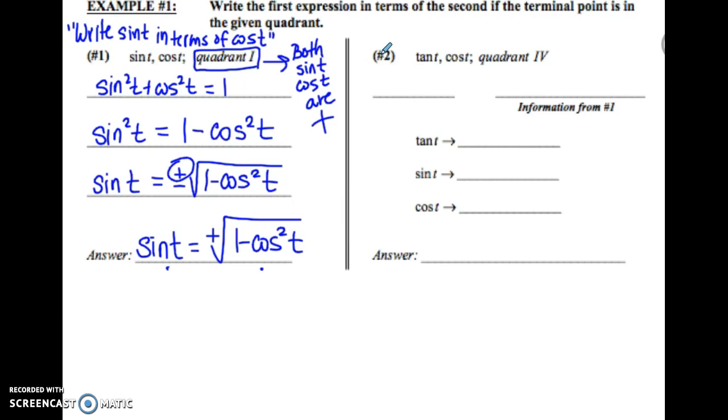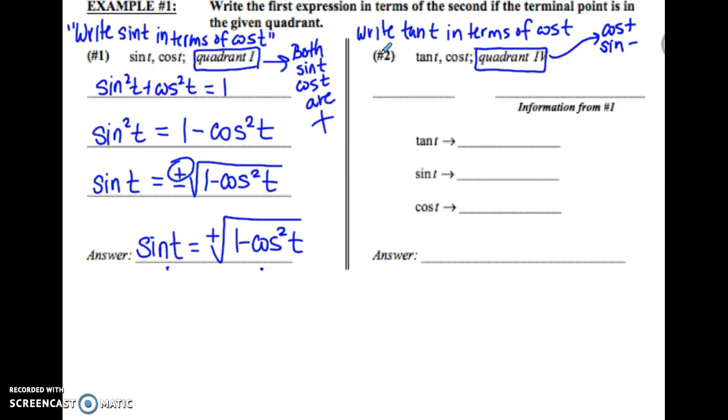Our second example, they want us to write tangent of t in terms of cosine of t. And they tell us that we are in quadrant 4. Well, in quadrant 4, our x values are positive, right? So in quadrant 4, cosine is positive, our y values are negative, so sine is negative. If tangent is sine over cosine, then that tells us that tangent will be negative.